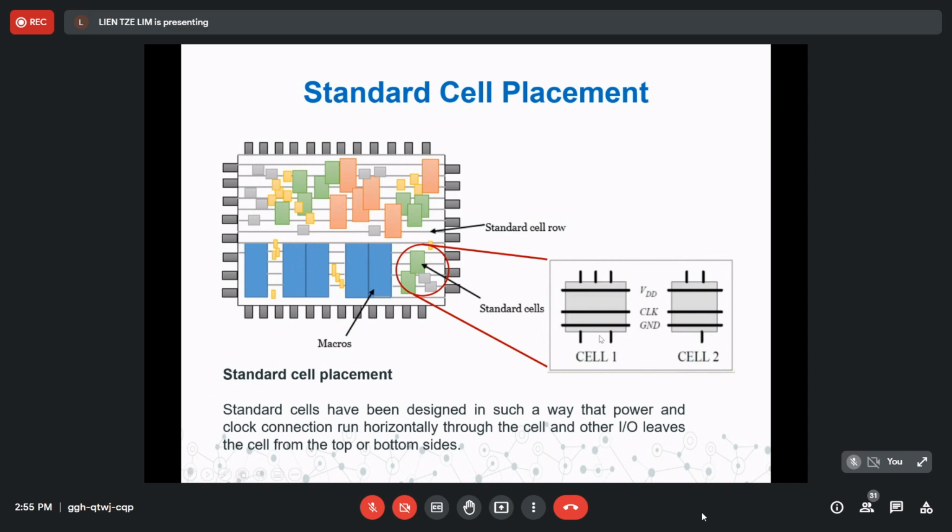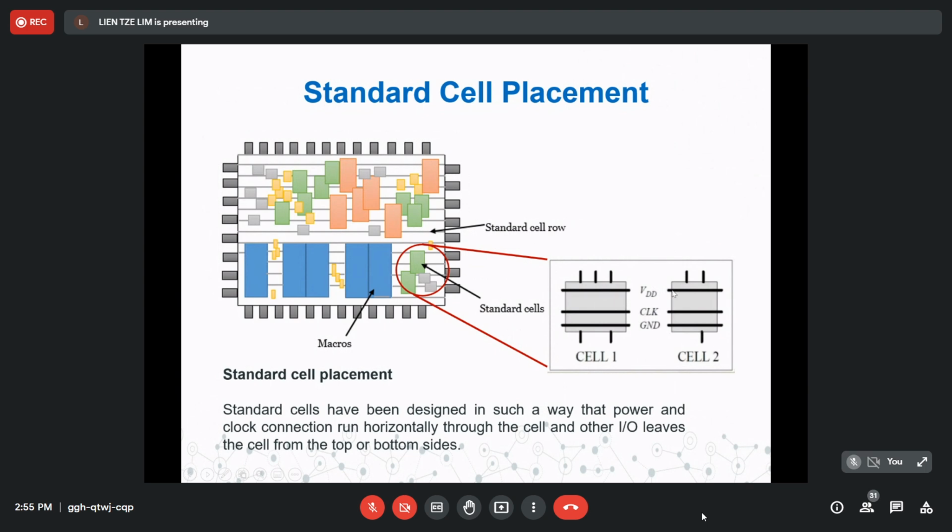According to the diagram here, for standard cells, they are cell 1 and cell 2. This one shows the connections of the standard cells. The connections here, as you see, are a little bit different, except that VDD, ground, and the clock are connected with the same way of routing.